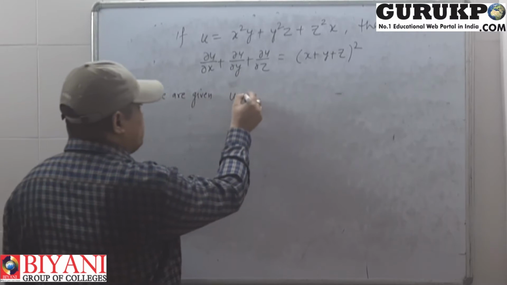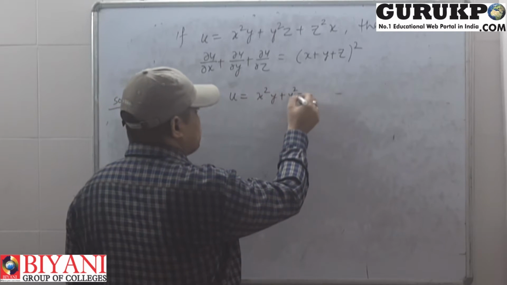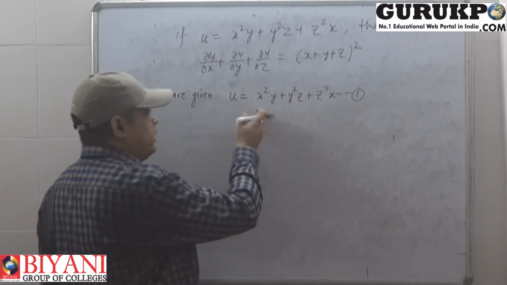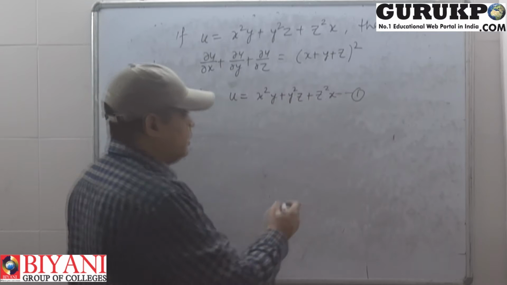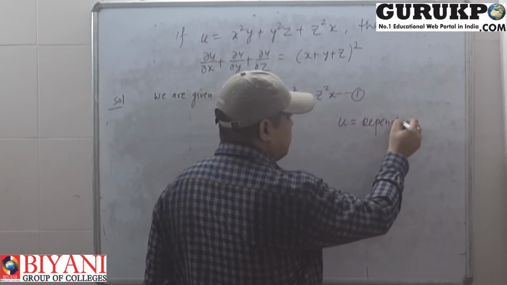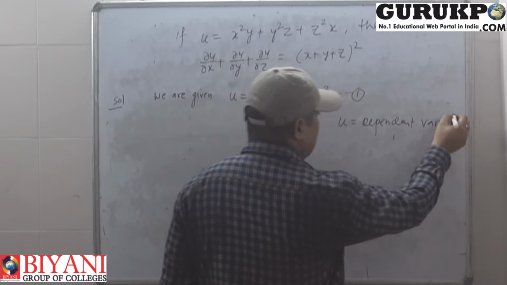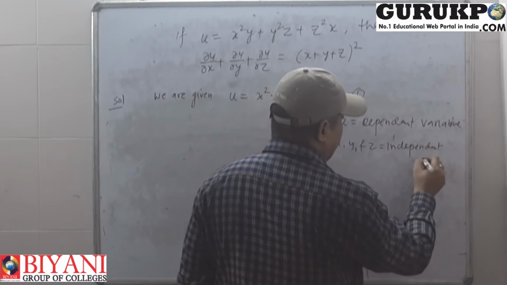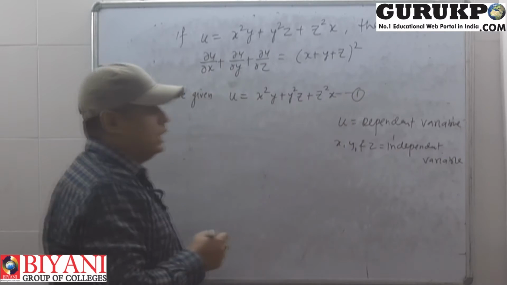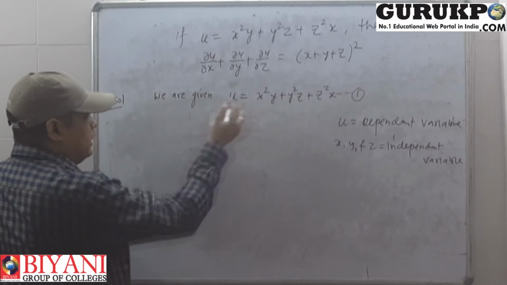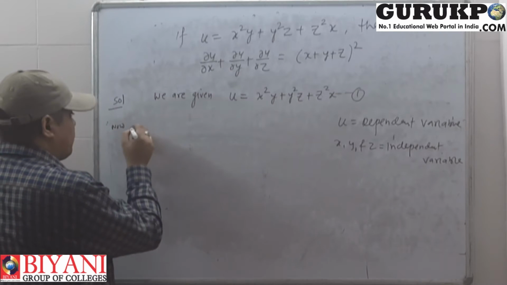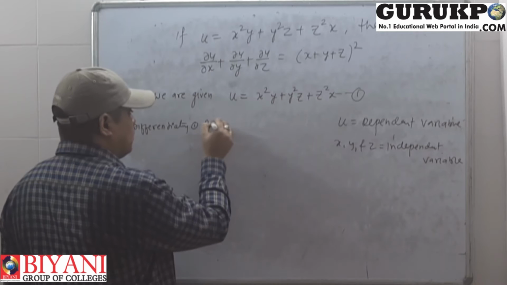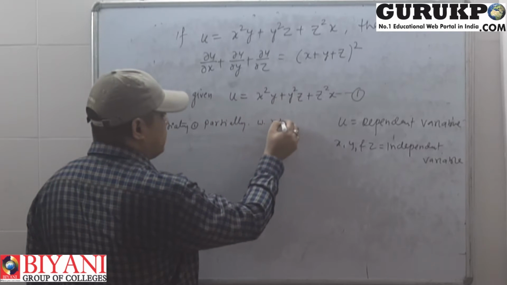We are given u equals x square y plus y square z plus z square x. Let us call this relation 1. Here we observe that u is a function in x, y and z. We can say that u is a dependent variable and x, y and z are independent variables. So let us take one by one now. Differentiating 1 partially with respect to x.